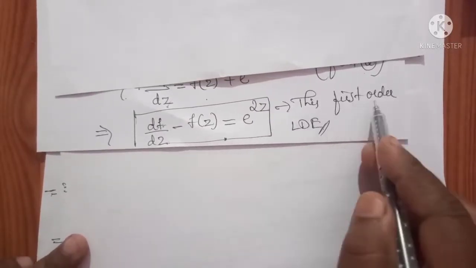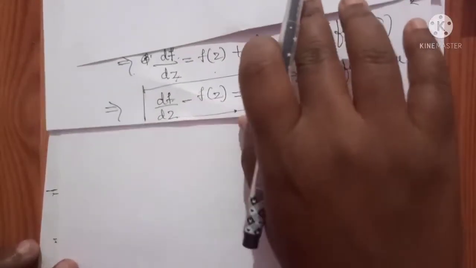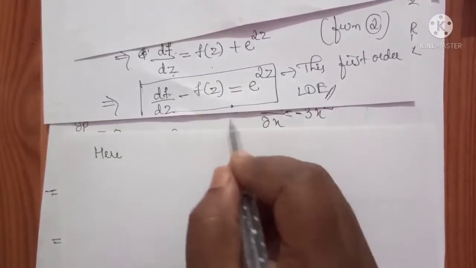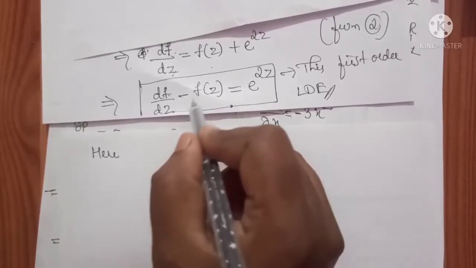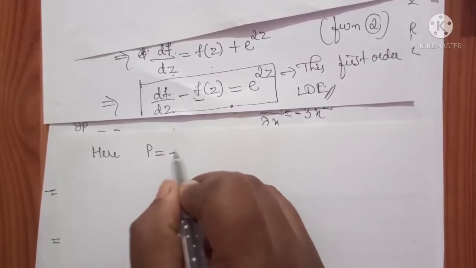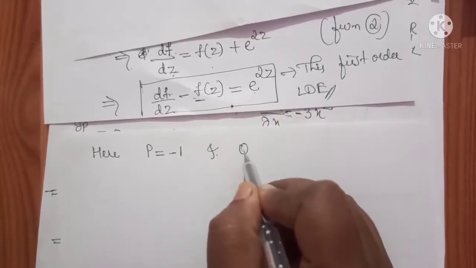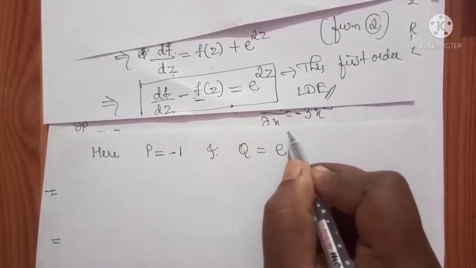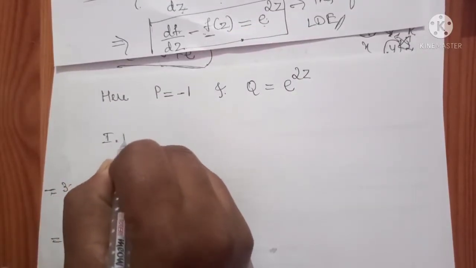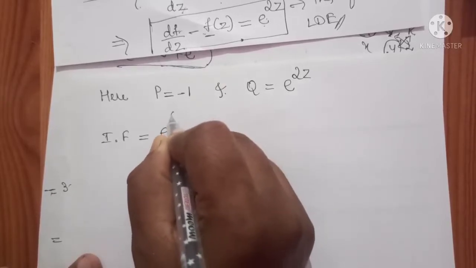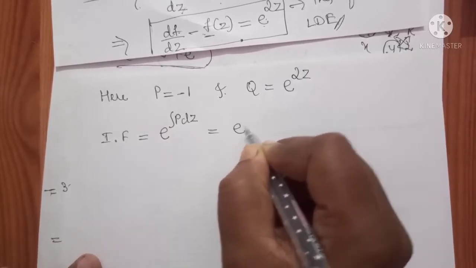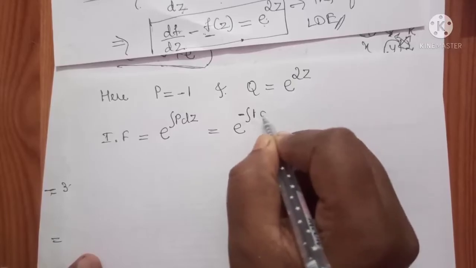So we have written this as a linear differential equation of first order. Comparing this with the standard linear differential equation, the p term will be the coefficient of f. So here the p value is -1 and the q value, the right-hand side of this equation, is e raised to 2z. Now we find the integrating factor, which is e raised to integration of p dx. In this case we have dz, so e raised to integration of -1 dz.